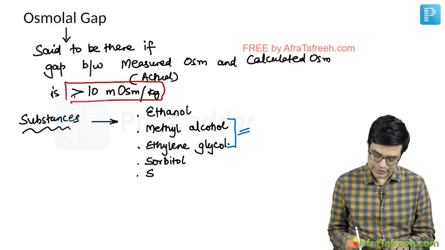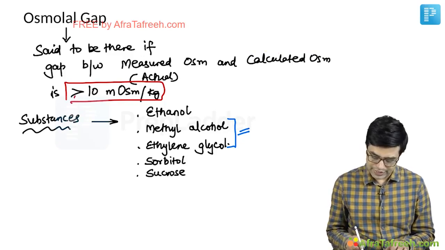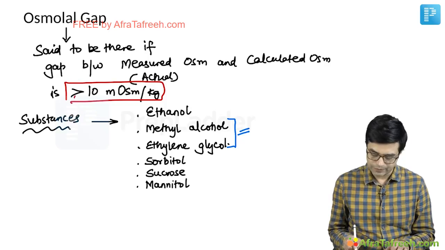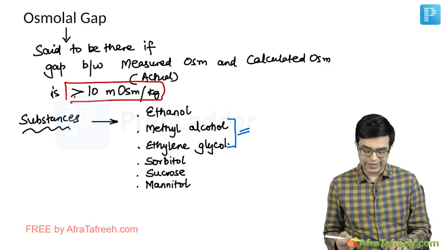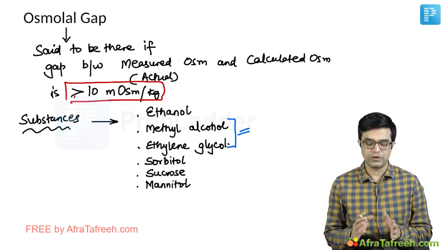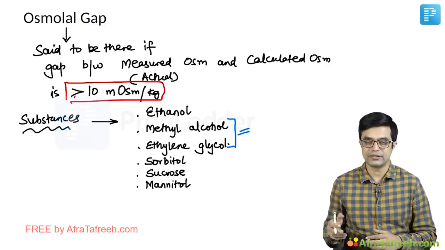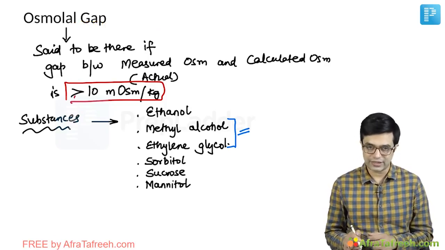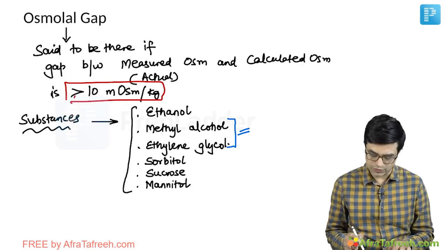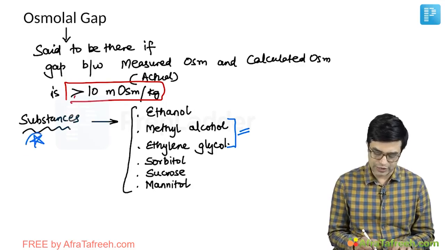It can occur due to excess sucrose consumption in some of the metabolic disorders, and it can also be seen due to mannitol. When mannitol is given for management of raised ICP, it can produce an elevated osmolar gap. That is how mannitol actually exerts its action, among other things. So these are the substances which can produce an osmolar gap, and it can be a potential MCQ.